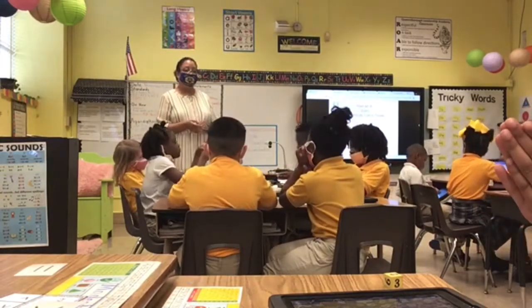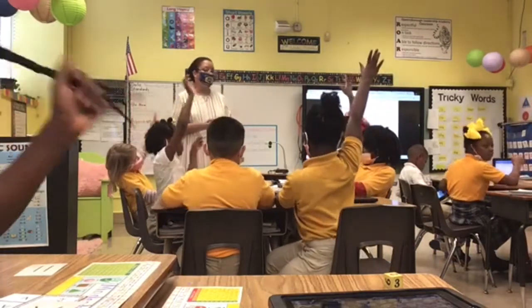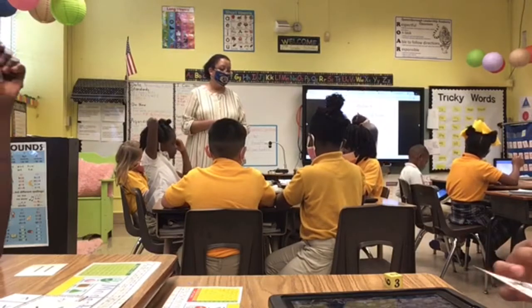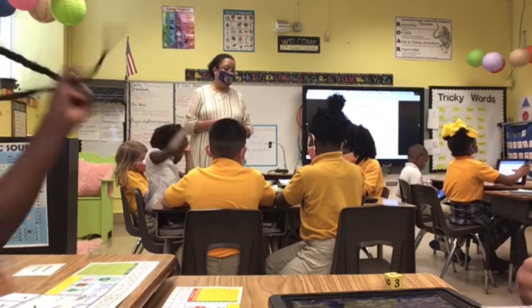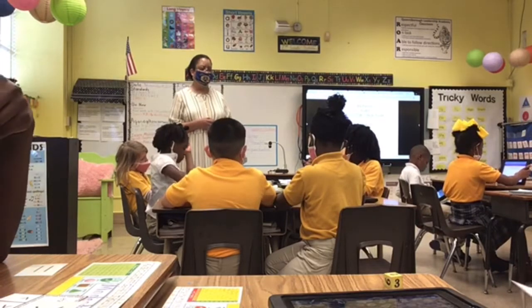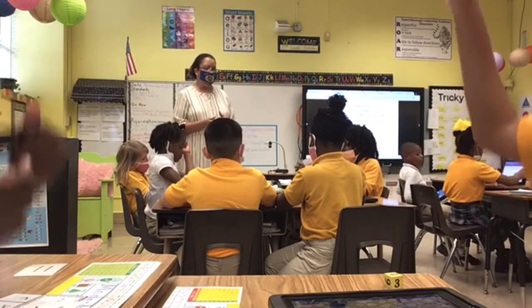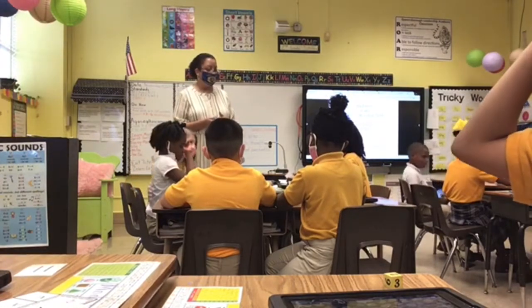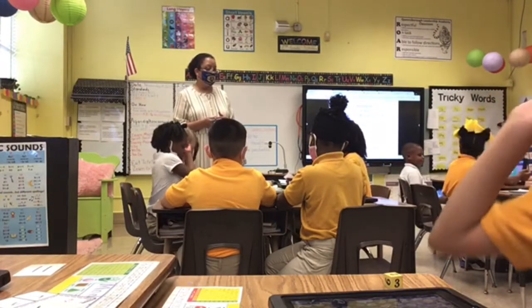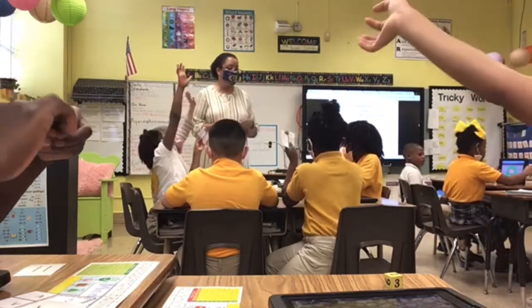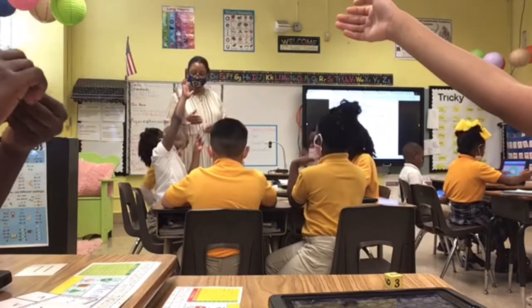All right, who would like to read that card? DeMarcus? Okay, how do you know? But how do you know that equal? Okay, yes, DeMarcus, they have the same ones, same tens, and same hundreds. Kira?